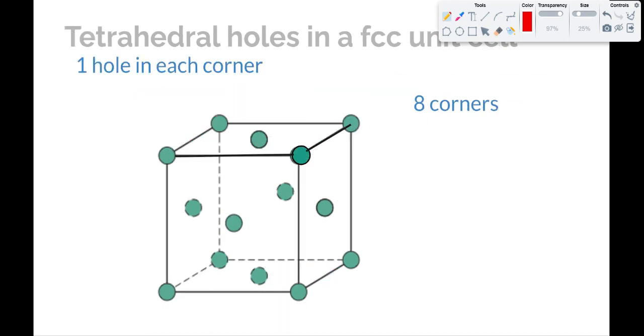Let's look at tetrahedral holes. There's 1 hole in each corner. Here's our tetrahedrons. It's face-centered, 3 face-centers connected together with a corner. There's your hole. A particle can fit in there. So there's 1 hole in each corner, and there's 8 corners, and this hole is completely inside the cell, so that means you get 8 holes per unit cell.